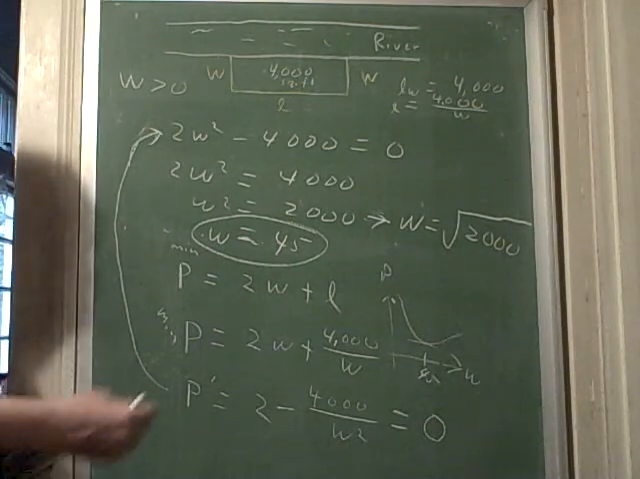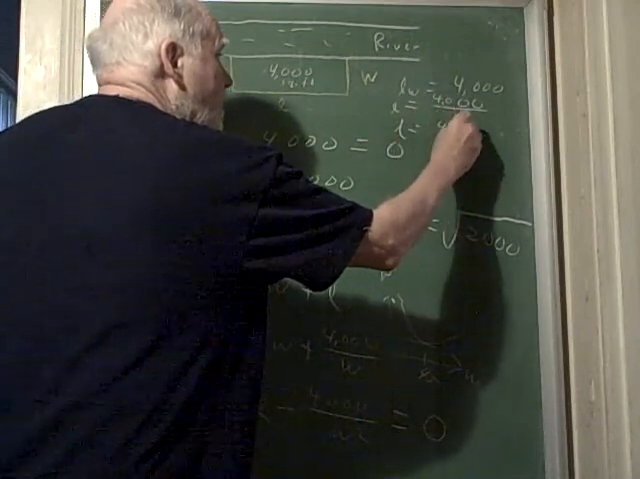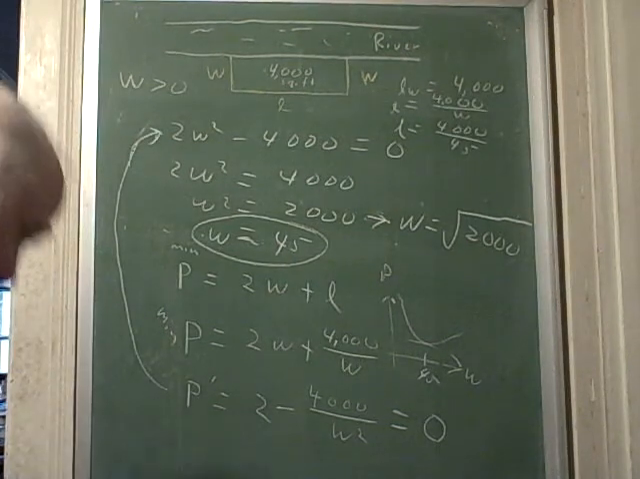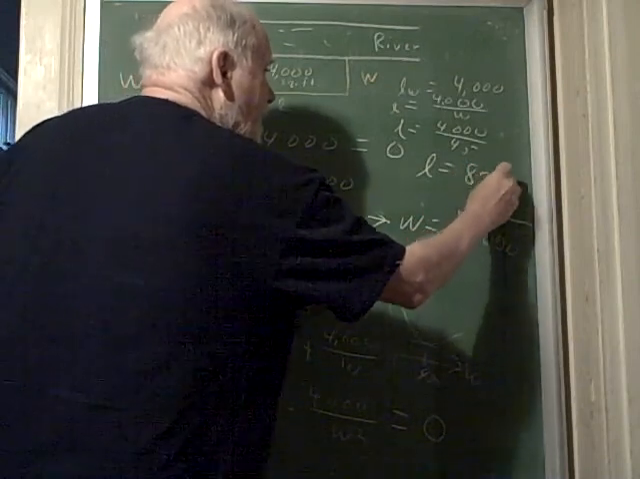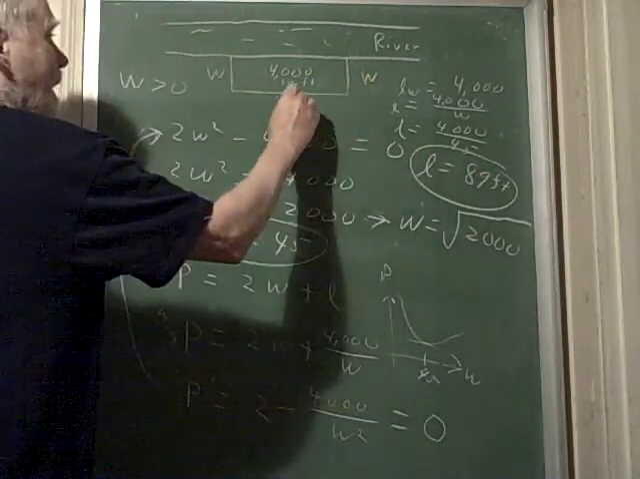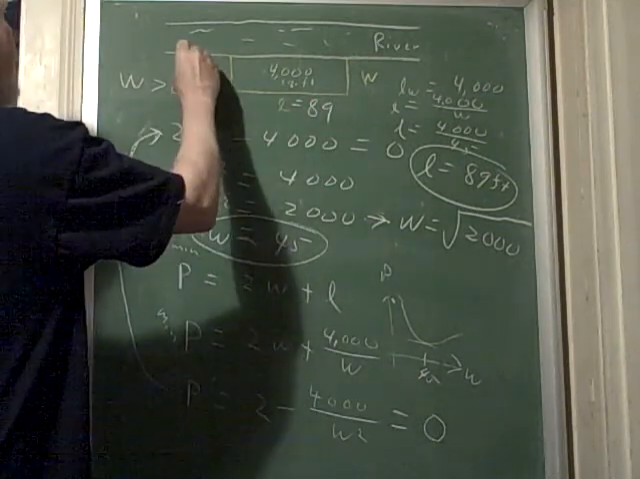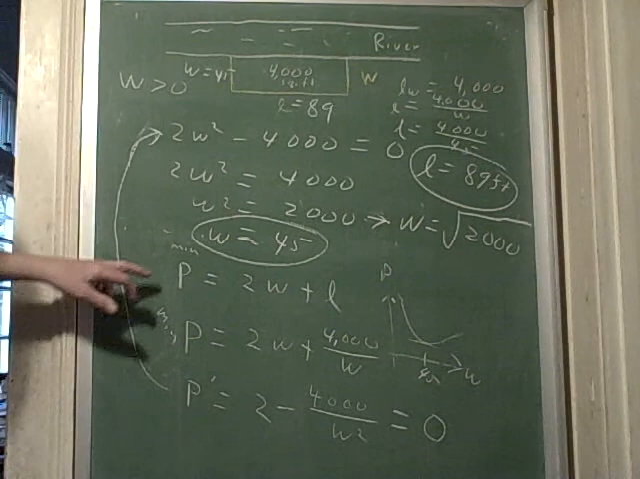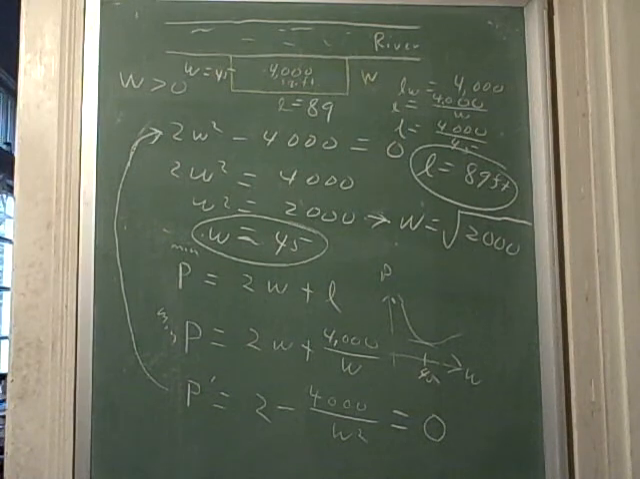Now, how do I find the length? Well, the length is 4,000 over W. So the length is 4,000 over 45, which, when I put it in my calculator, I got around 89. So the length is approximately 89 feet. If I make my length 89 feet and my width 45, I'll have the smallest perimeter and I'll use the least amount of fencing, and that'll save me some money. And that's what I'm trying to do: save money by using less fencing, making the perimeter as small as possible.